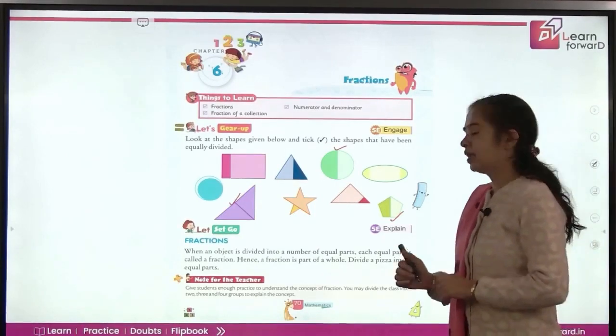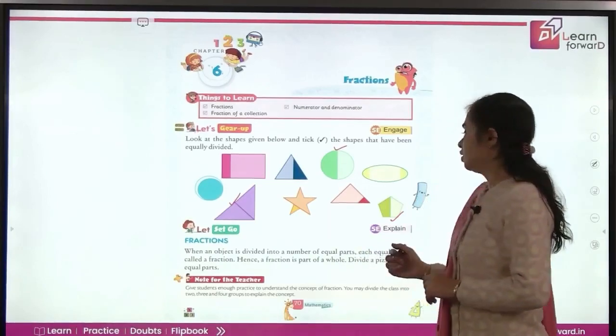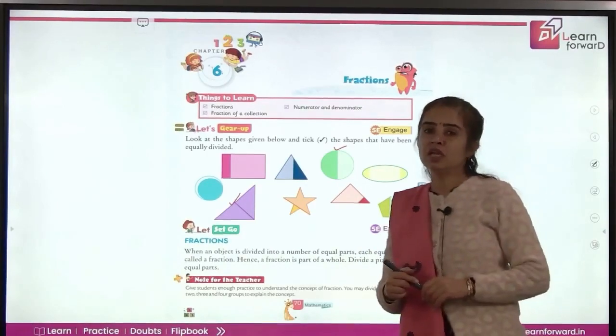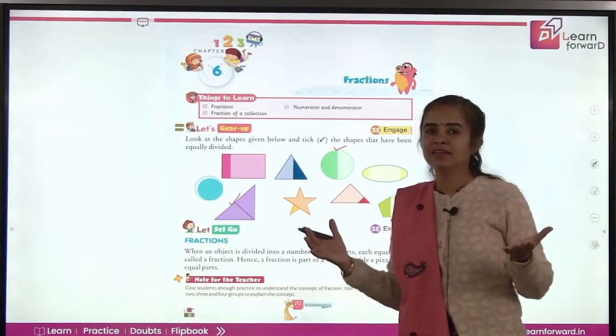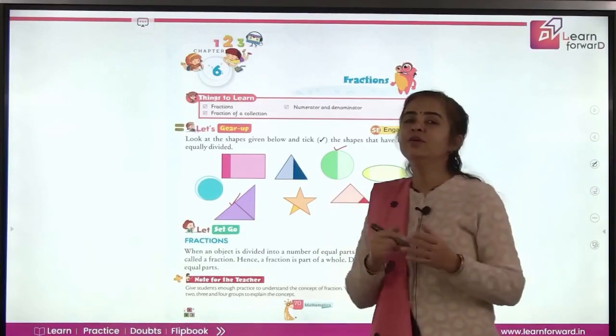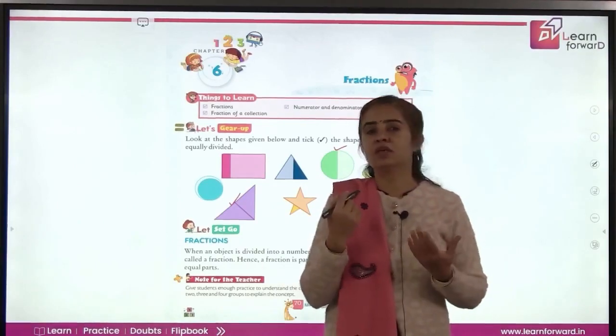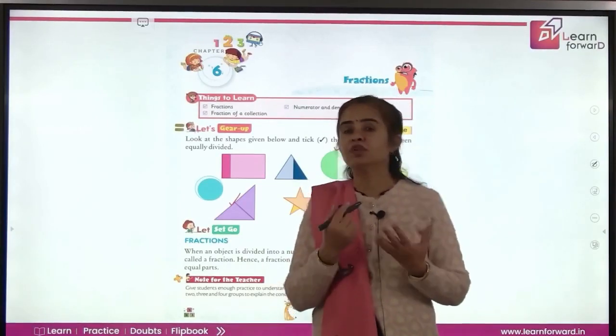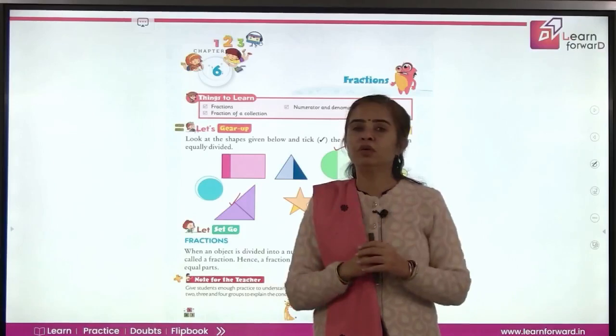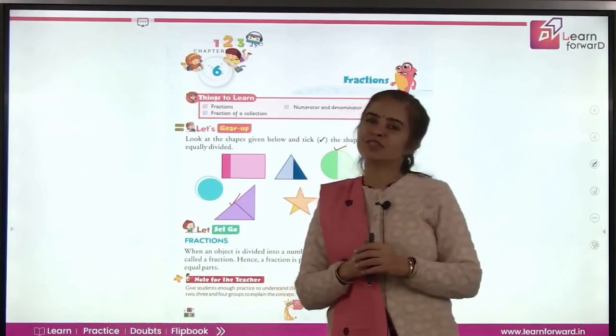Always remember that, right? So if you are asked to divide a pizza into 4 equal parts, can you do that? Yes, you often do that, isn't it? So whenever you have to share something with your siblings, with your family members, with your friends, you prefer doing equal distribution. Yes.